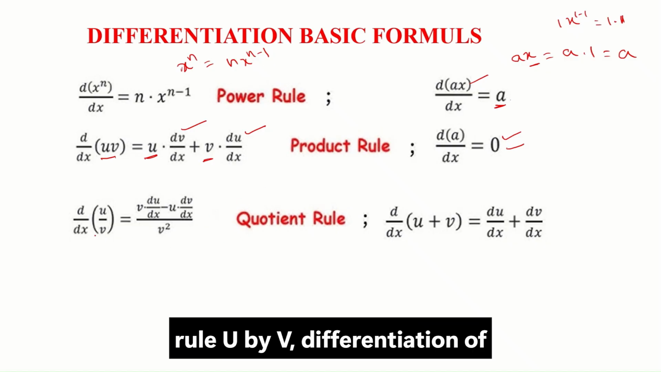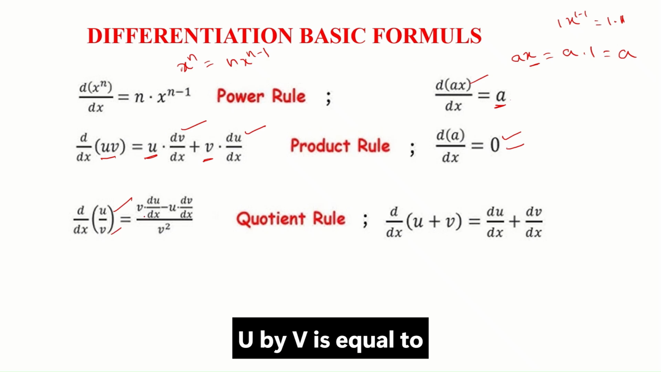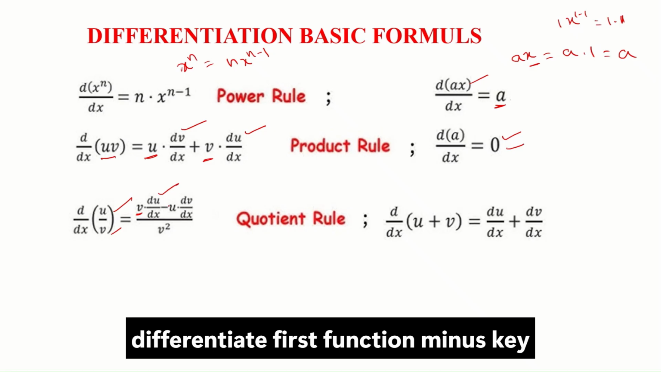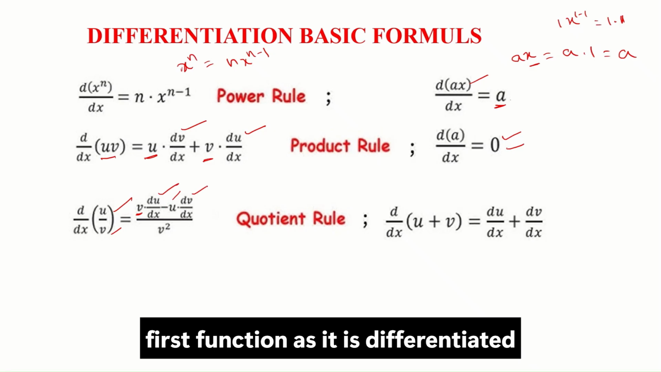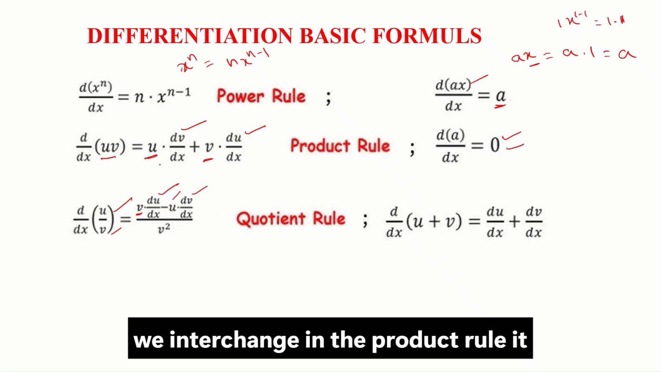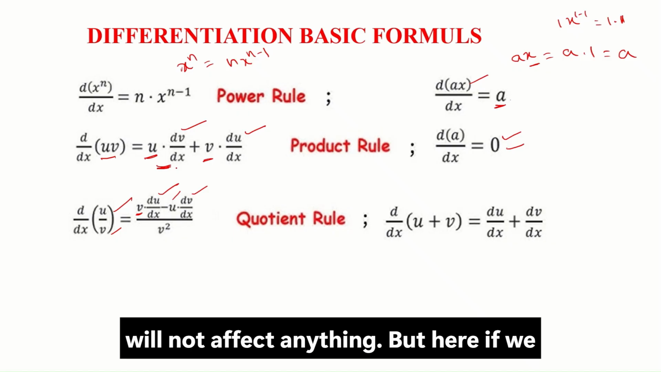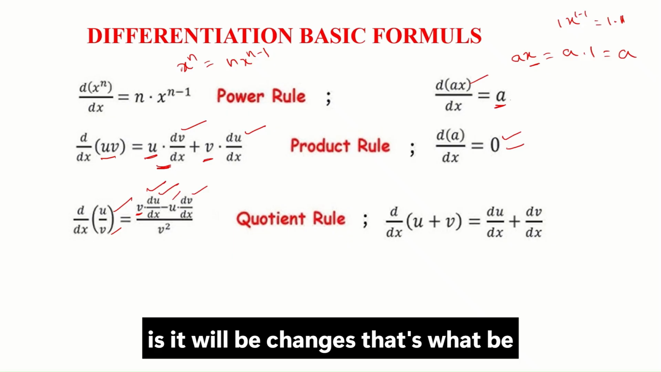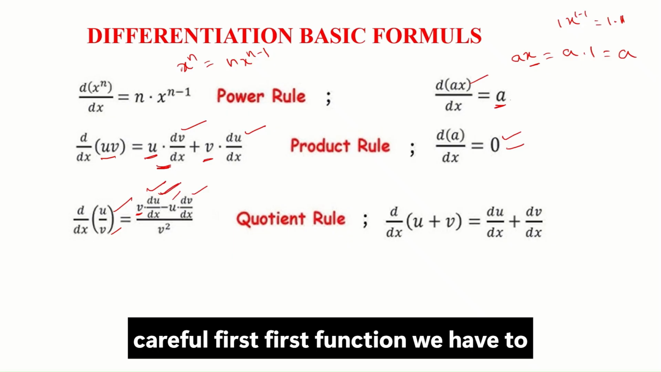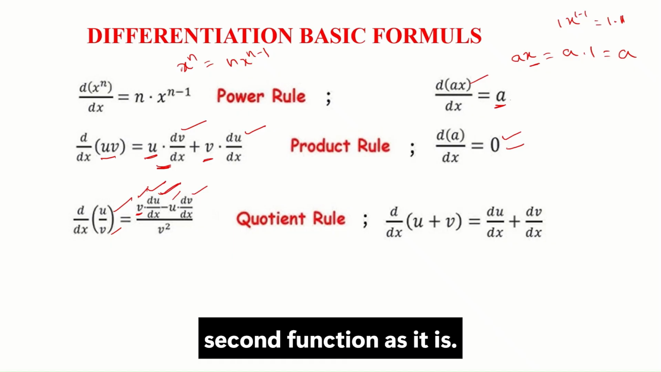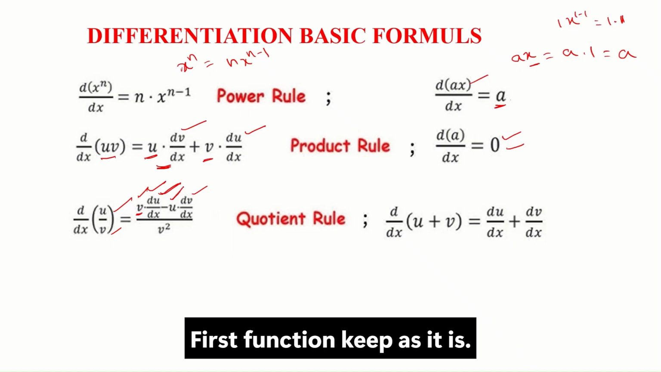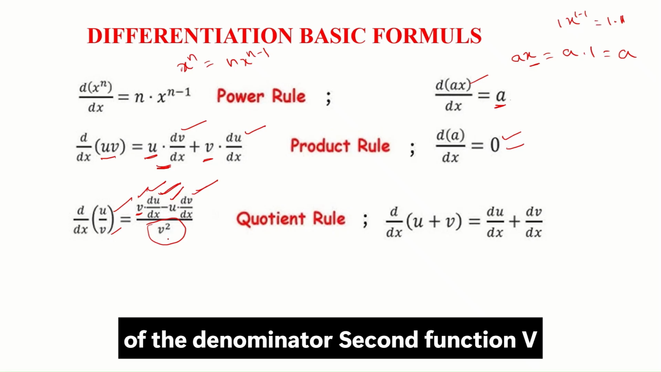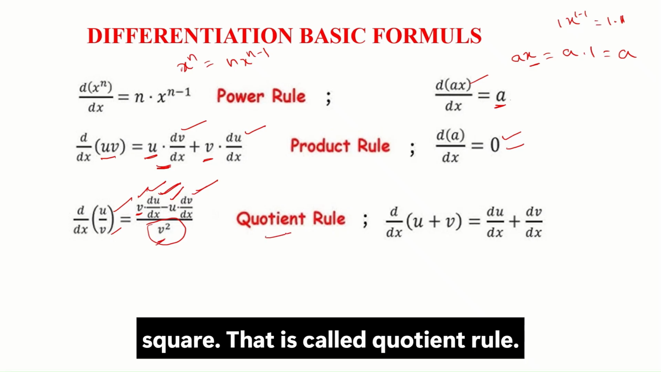Next, quotient rule, u by v. Differentiation of u by v is equal to: keep the second function as it is, differentiate the first function, minus keep the first function as it is, differentiate the second function, divided by the square of the denominator, v square. Be careful here. If we interchange in the product rule, it will not affect anything, but here if we differentiate the second function first, it will change. In the quotient rule, we have to differentiate the first function, keeping the second function as it is. That is called the quotient rule.